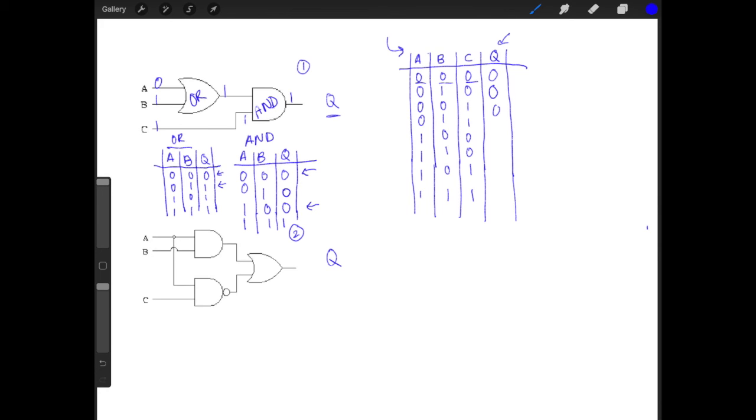Alright, so in this situation, we had an output of 1 from the OR gate, and then an input of 1 for C, so then AND will be 1, because both inputs are 1.